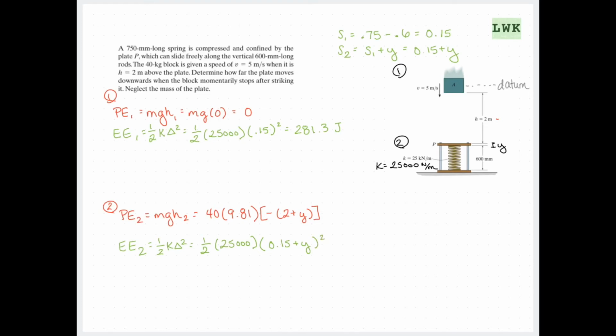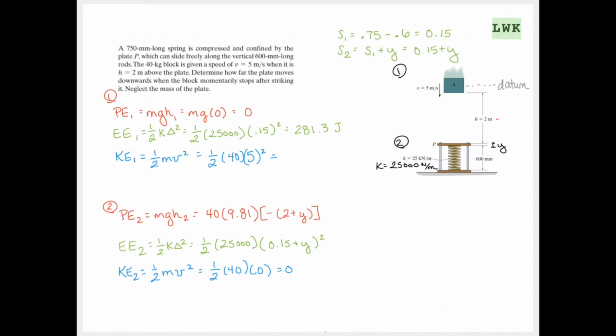And now our kinetic energy at state 1 and 2. Our kinetic energy is written as 1/2 mv squared. So our kinetic energy at 1 is going to be equal to 1/2 times 40 times 5 squared, because that is what's given to us in our problem. And our kinetic energy at state 2 is going to be equal to 1/2 times 40 times 0, because we're going to stop at some point when we hit our spring. So this is just going to be 0.